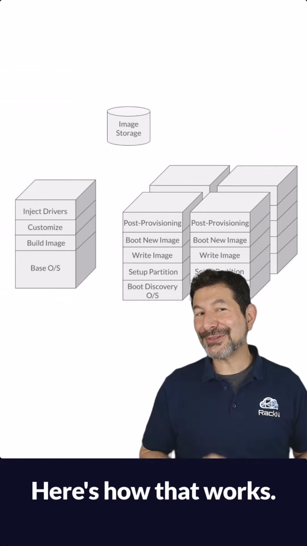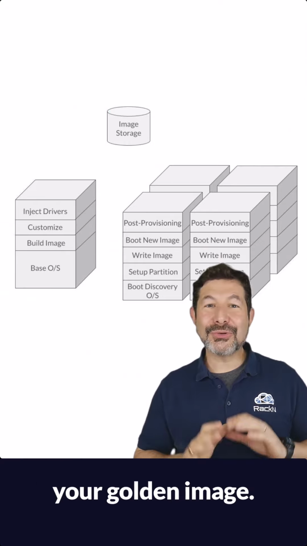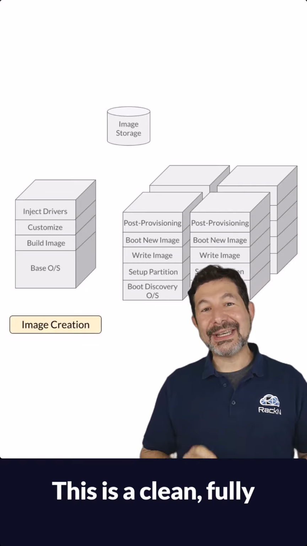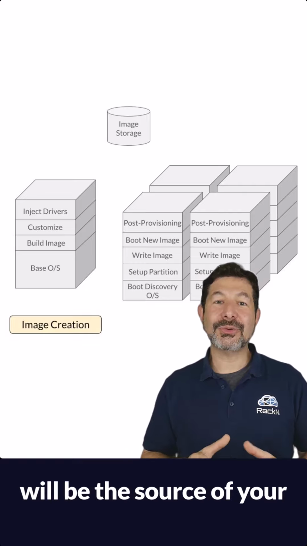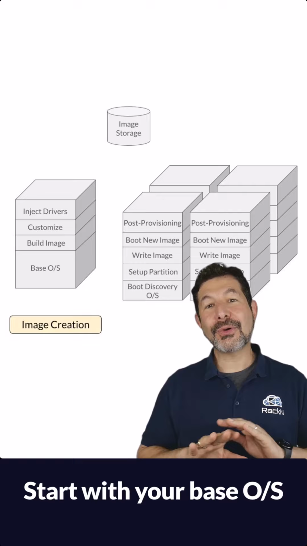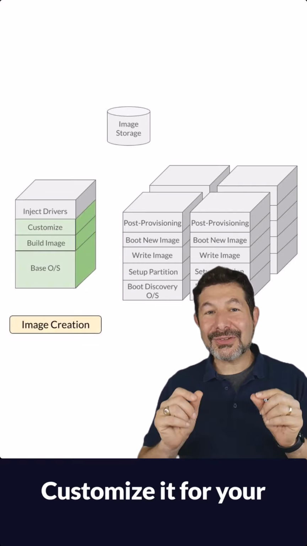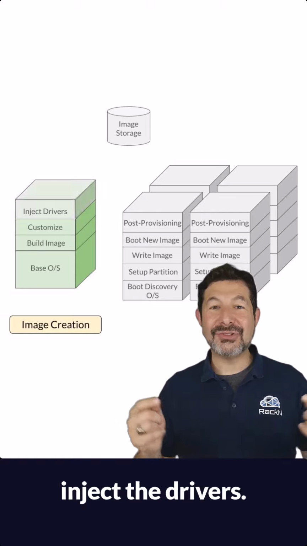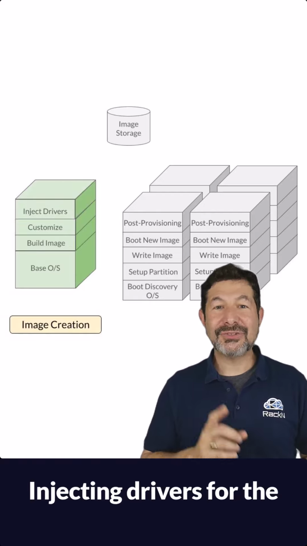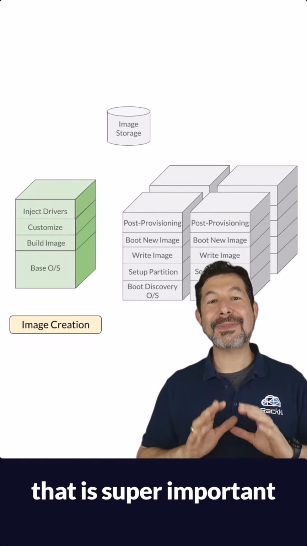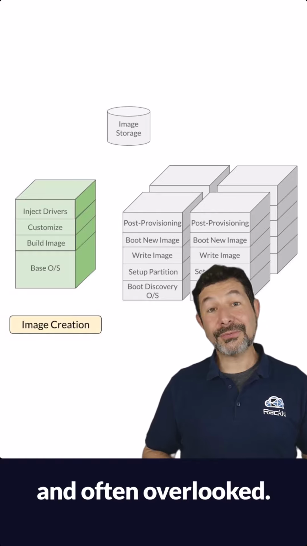Here's how that works. The first step is to build your golden image. This is a clean, fully configured system that will be the source of your clones. Start with your base OS and then build your image to your company's standards. Customize it for your application and then inject the drivers. Injecting drivers for the target machine is a step that is super important and often overlooked.